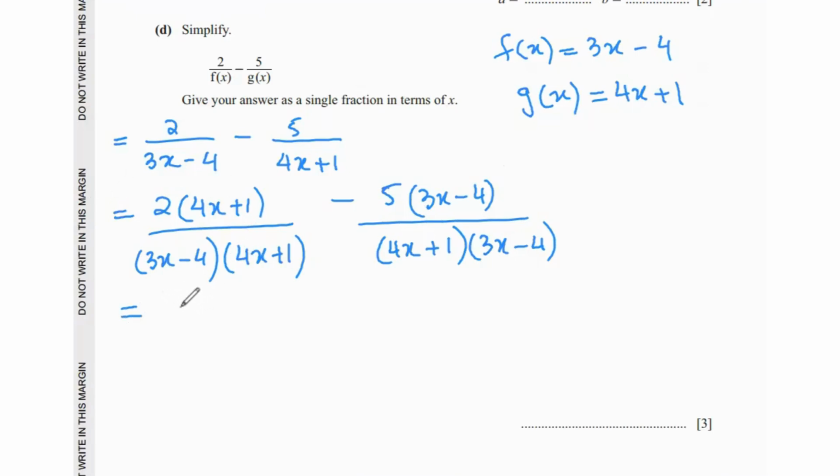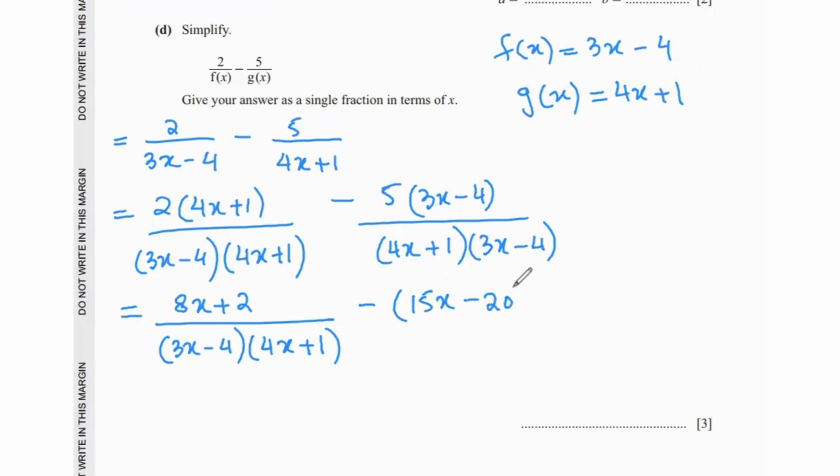Expand the bracket in the numerator. That's 8x plus 2 over (3x minus 4) times (4x plus 1). I'm not going to expand the brackets in the denominator because that's not necessary at this point. If we expand it, that's just going to waste more time, so you can leave it as it is. They'll accept this in the answer. And over here we have 5 times (3x minus 4), so that's going to be 15x minus 20.